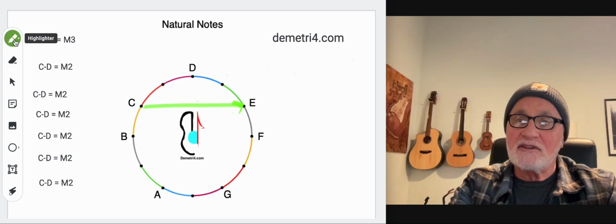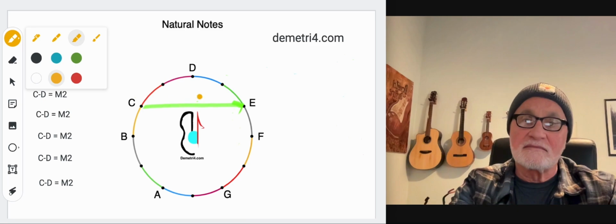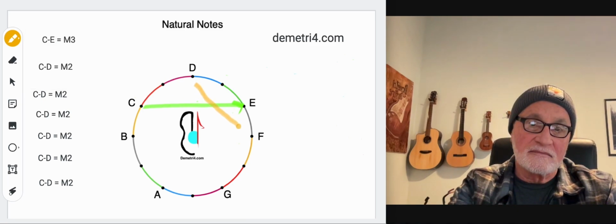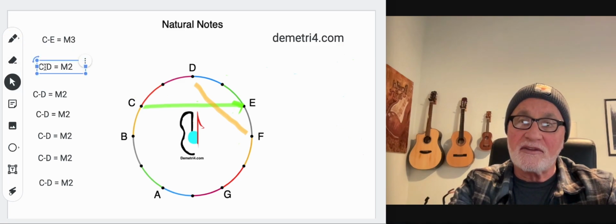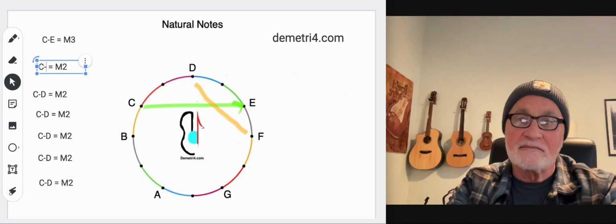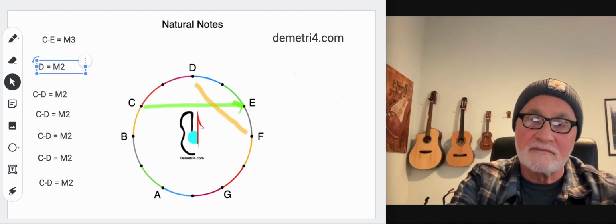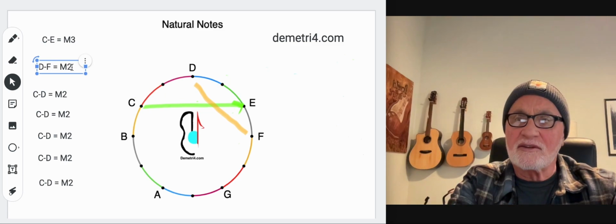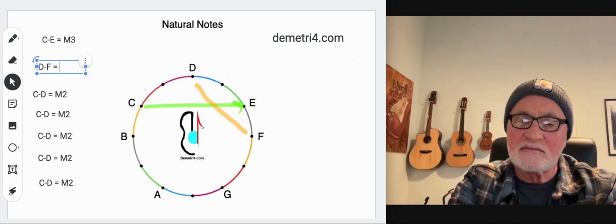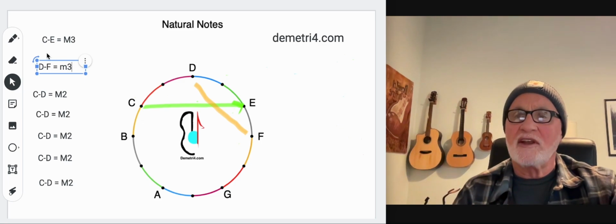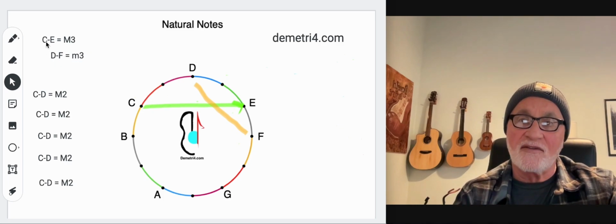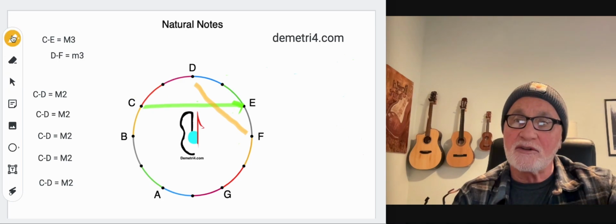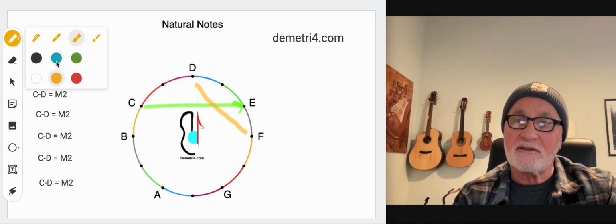All right, so let's move on. D to F. D to F is 3 dots, and 3 dots is a minor third. So again, lowercase for minor. And you can see they're different. D to F is 3 dots, C to E is 4 dots. 4 dots major third, 3 dots minor third. All right, let's take a look at what's next.